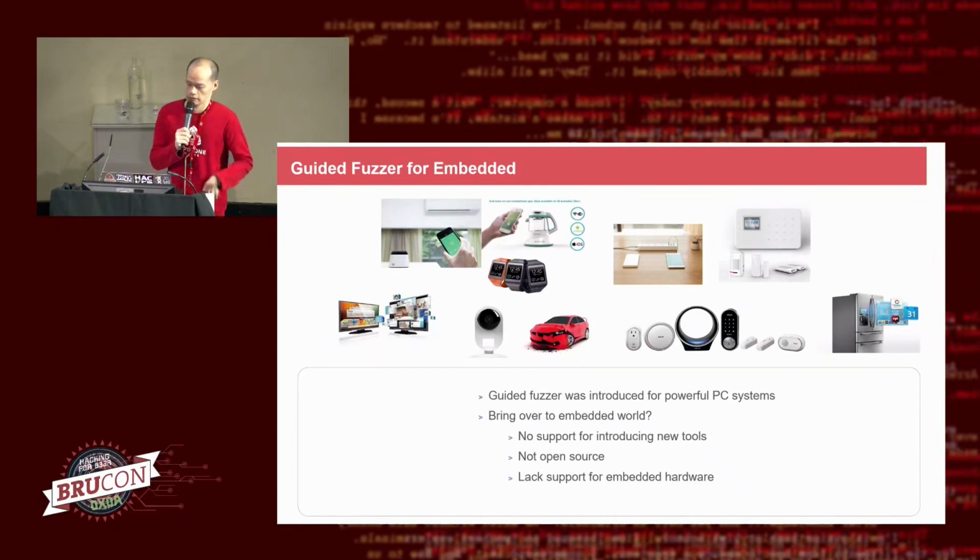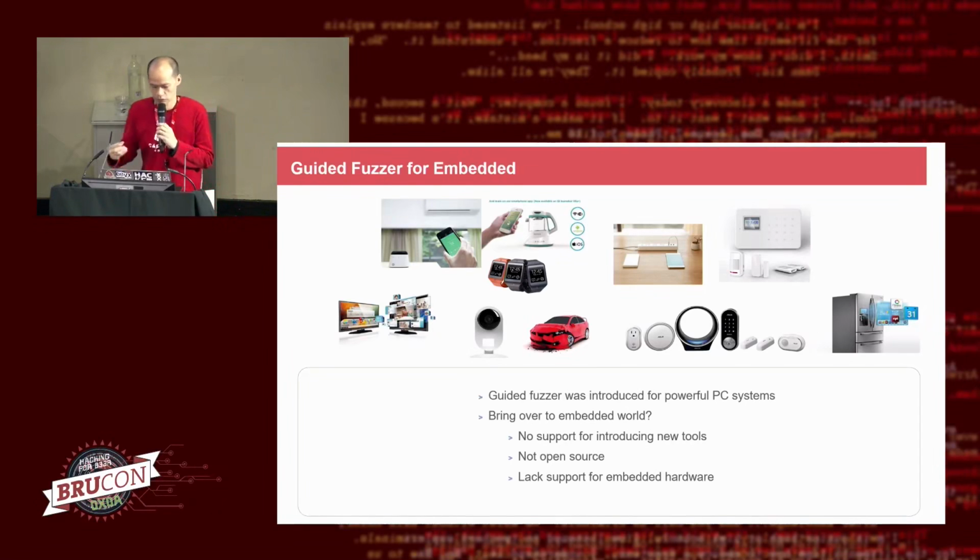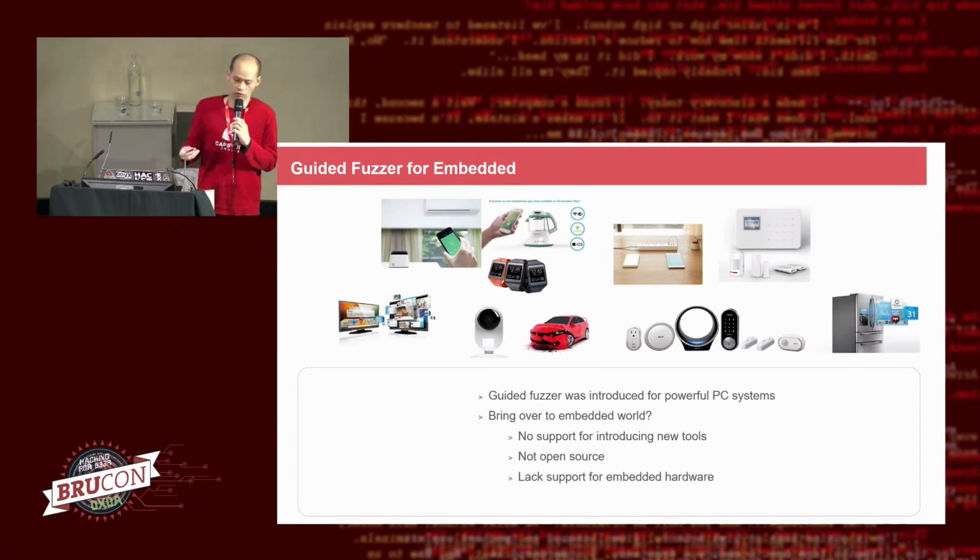But the thing is that guided fuzzer was introduced for very powerful PC systems. So once you have some program with source code, usually people use guided fuzzer like AFL and compile this program to run on PC. We don't test this on any embedded system like ARM, ARM64 or MIPS. We don't do that because the PC, the Intel CPU, is much more powerful. So you can run the fuzzer at much faster speed. So it's more productive to find bugs.